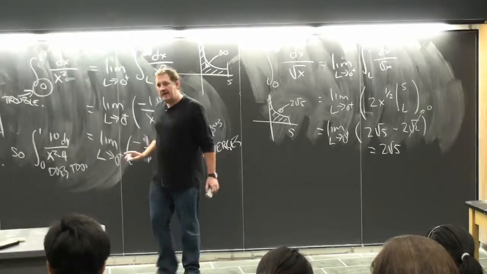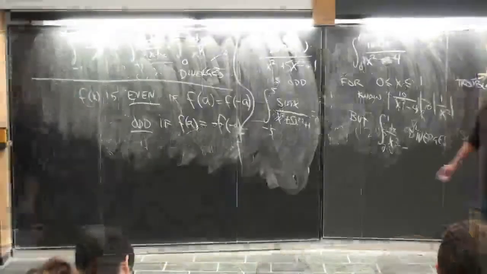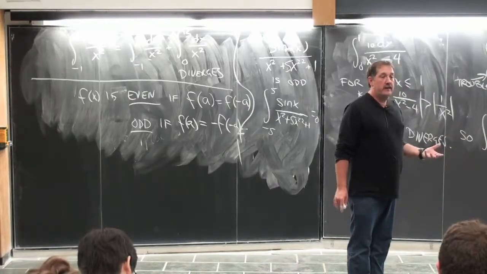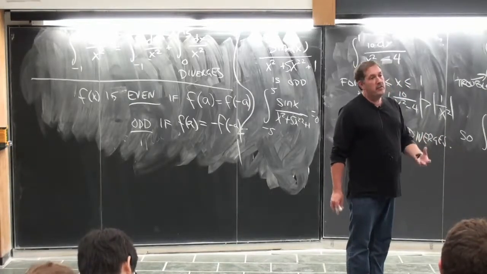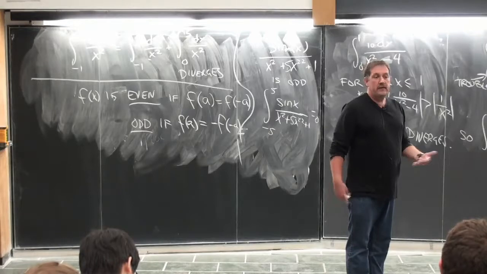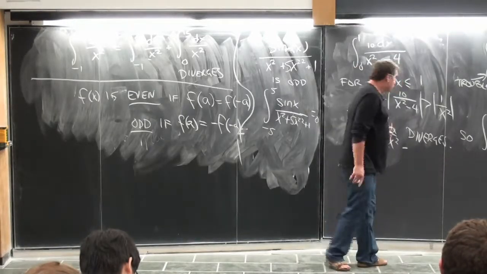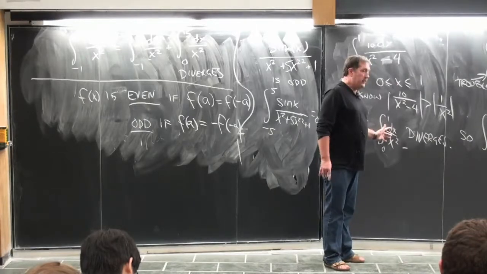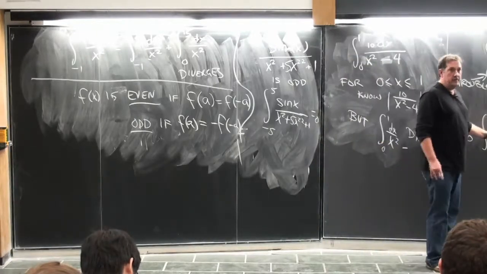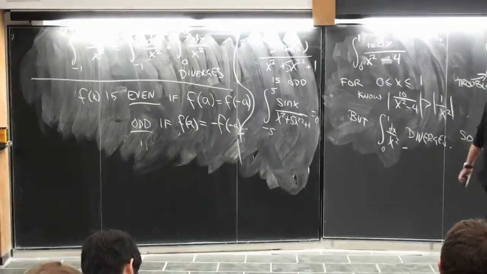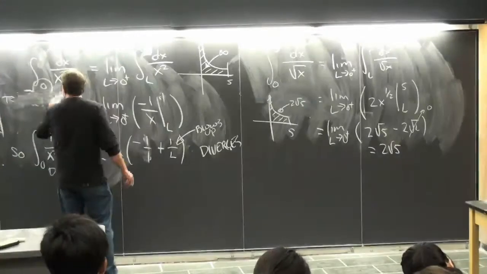So the comparison test says, if you have an integral where the integrand, the thing under the integral sign, is bigger than the integrand of a divergent integral, then it diverges. If the smaller thing is going to infinity, the bigger thing has to go to infinity. And then there's the other side.